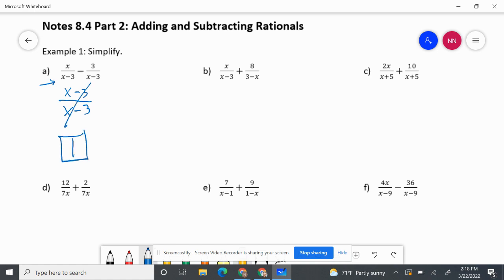Now, a lot of students, when they cancel it, they like to put 0, but this isn't 0. We're not subtracting the two, we're dividing it. So like x divided by x is 1. Whenever you divide something by itself, it ends up being 1.